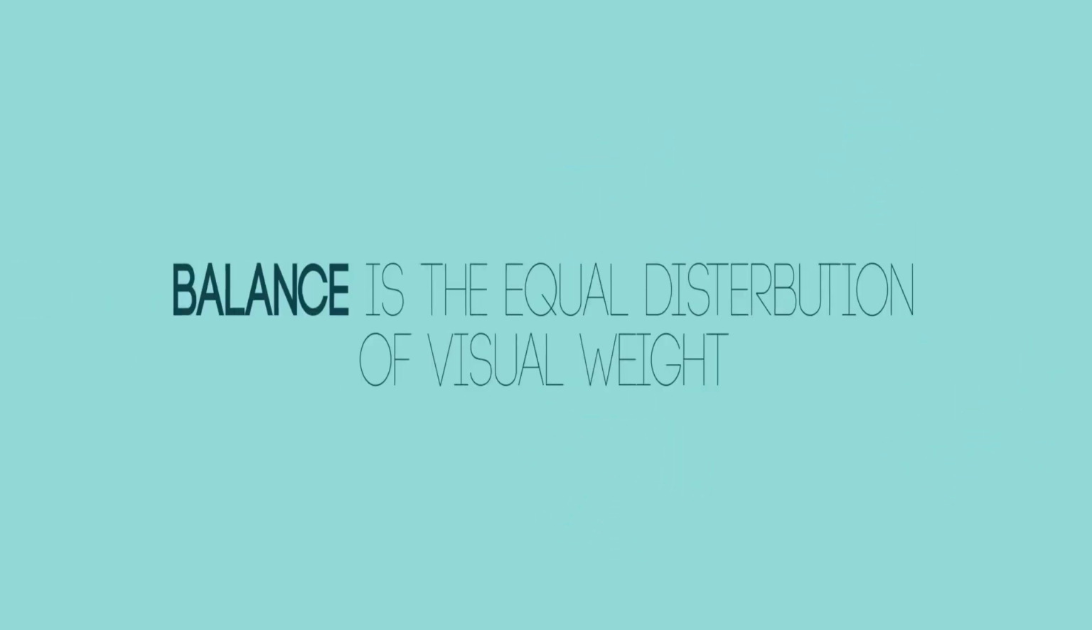Balance is the equal distribution of visual weight. In other words, how much any one thing attracts the viewer's eye. Balance can be affected by many things, including color, size, number, and negative space.